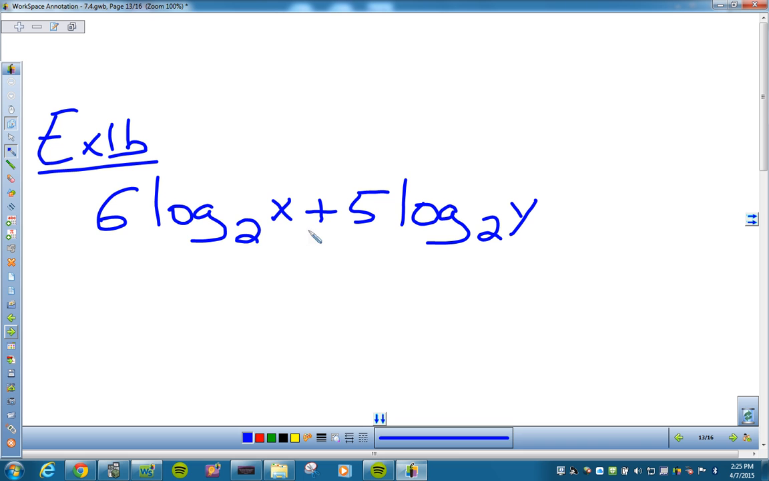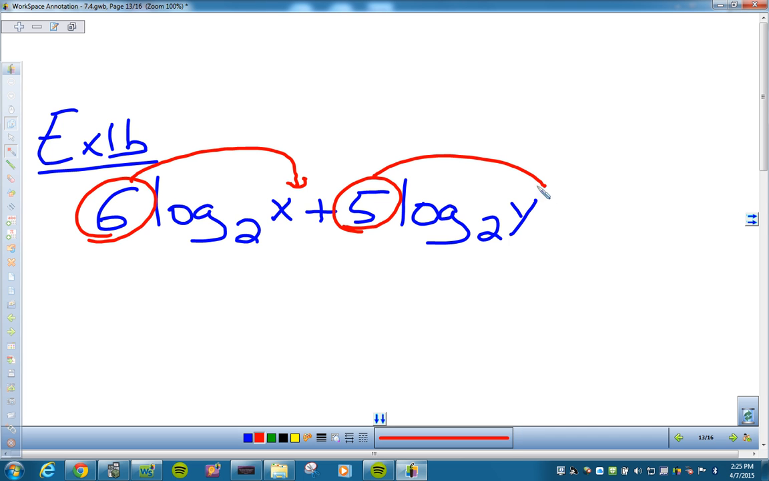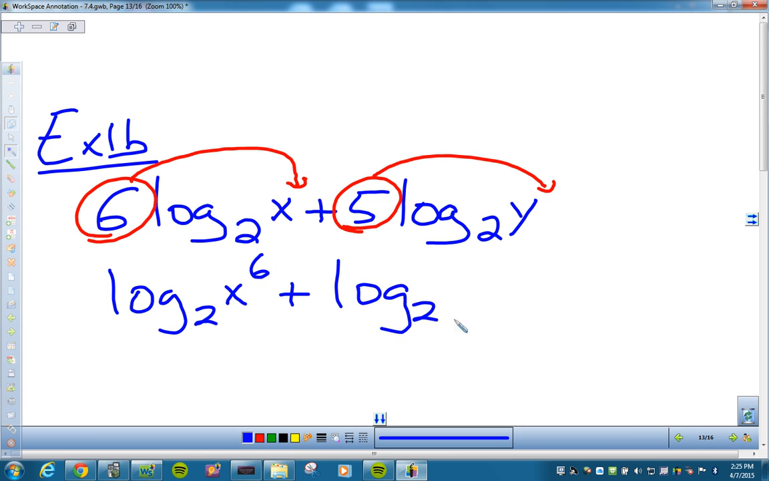Okay, this plus, which property? Multiplied, product property. This one that sits in front is what property? Power property. Okay, so here's what we're going to do. We're going to take this 6, and that is going to become an exponent on the x. We're going to take this 5, that's going to be an exponent on the y. So we're just going to rewrite that step first. So log base 2 of x to the 6 plus log base 2 of y to the 5th.